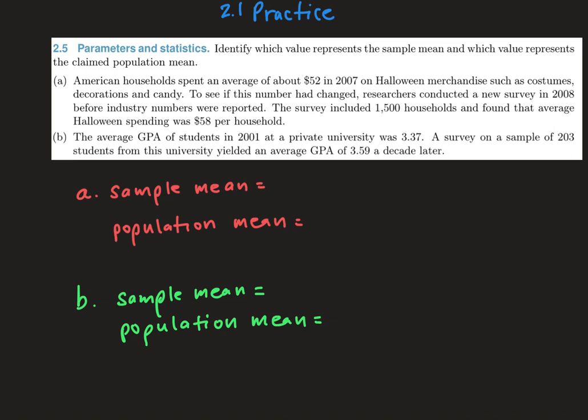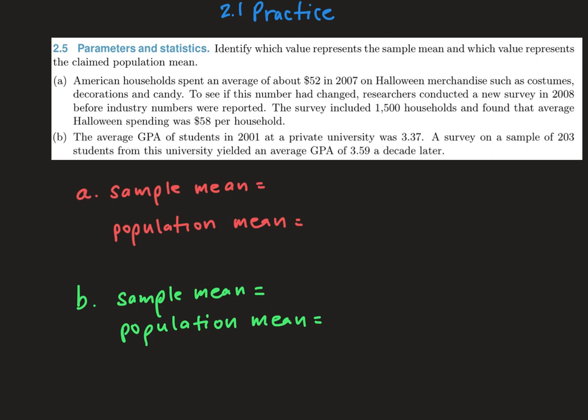Okay, we have practice problems for section 2.1, starting with problem 5. We want to identify which values come from the sample and are a sample mean, and which value represents what is sort of claimed to be the current population mean.